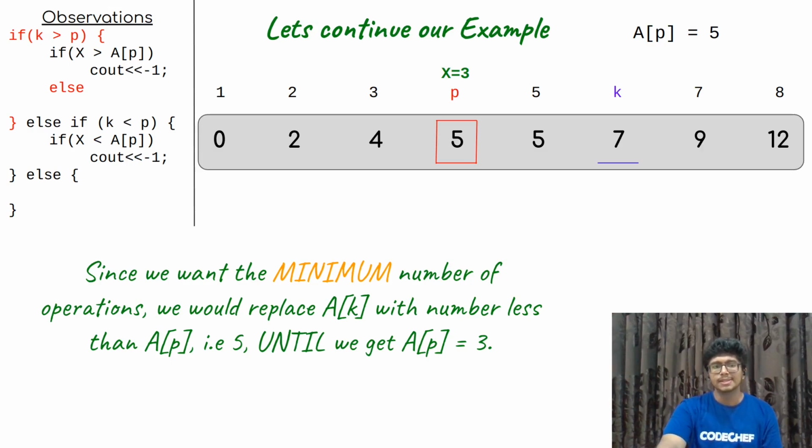Now if you see, since we want the minimum number of operations, we would replace a of k with a number which is less than a of p, because we want the minimum number of operations, right? And if you see, we have already performed this. If you notice, this is the exact same example which we took while I was explaining the problem statement, right? We have performed two operations to get the value x equal to 3 at the desired location. But now, how would we calculate this without actually changing the elements of the array and sorting it each and every time, because that is very difficult, right?